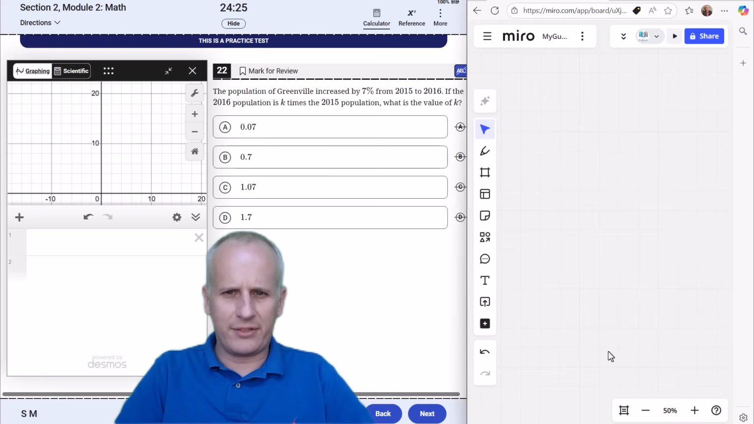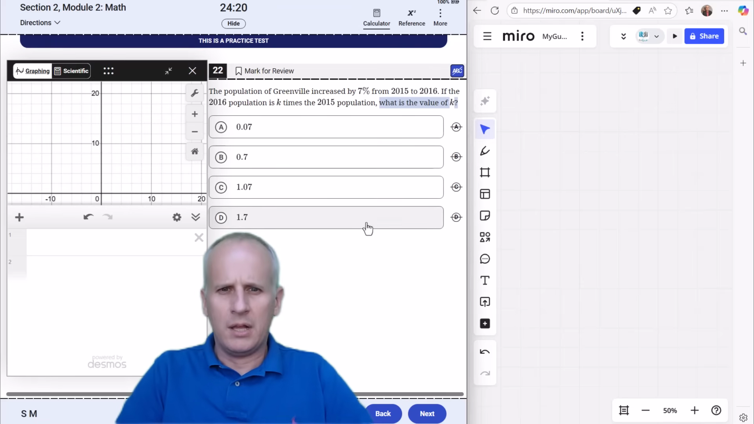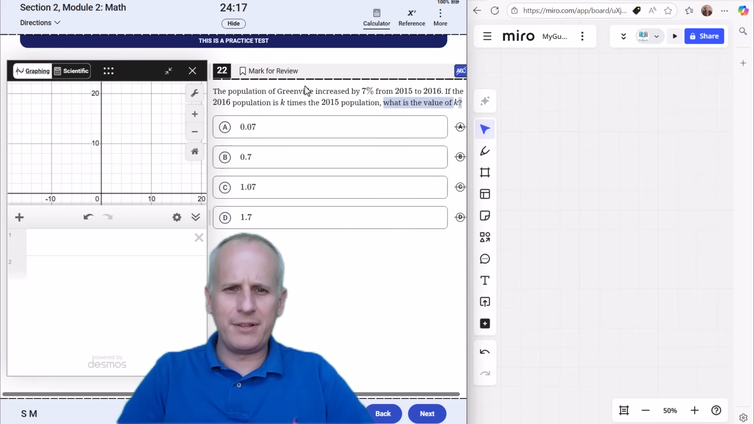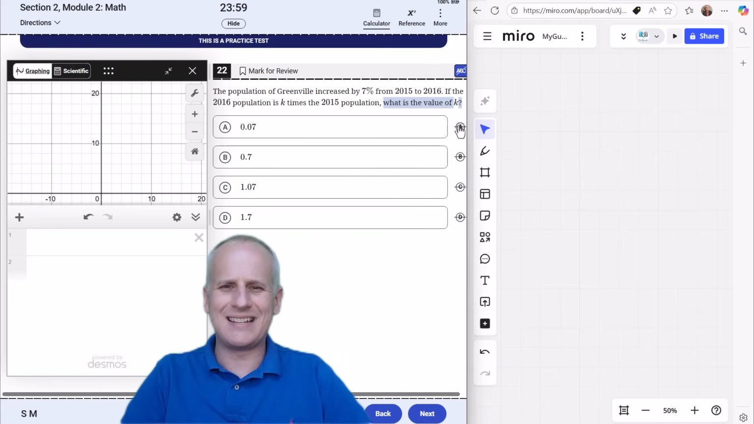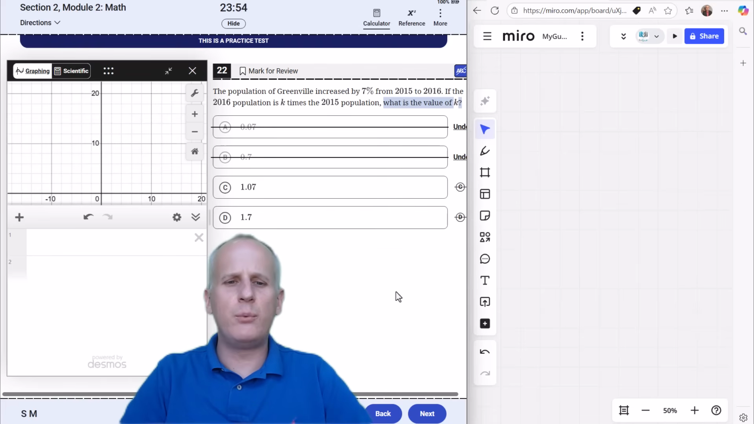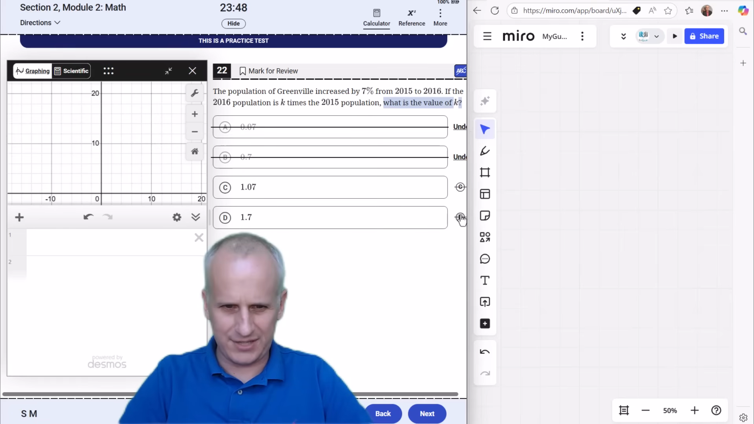So we got everything cleared out, and we are being asked, if we skip to the end, for the value of k. The population of Greenville increased by 7% from 2015 to 2016. If the population is k times the 2015 population, what is the value of k? Well, it increased, so it cannot be 0.07 because that would be a lesser value.